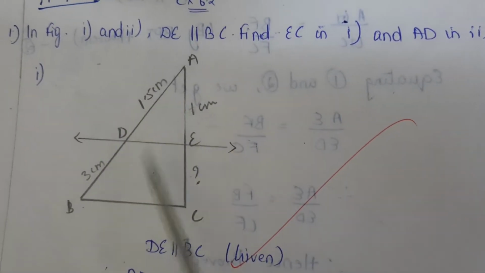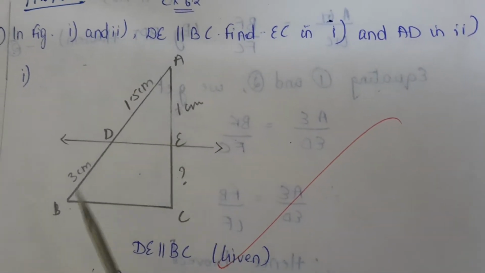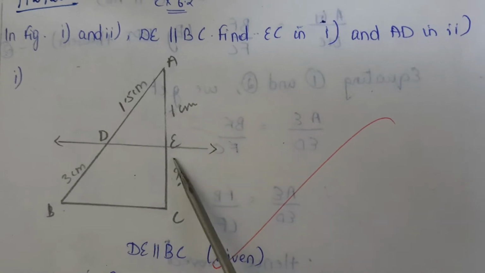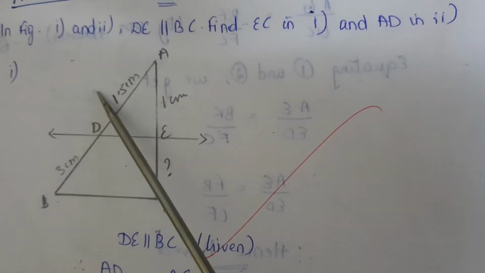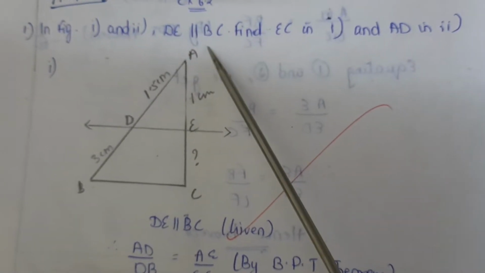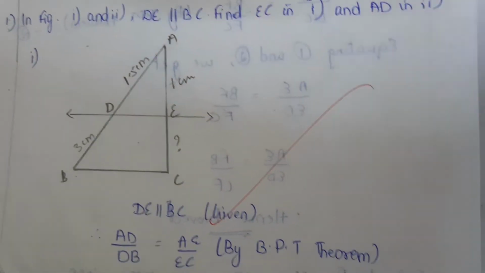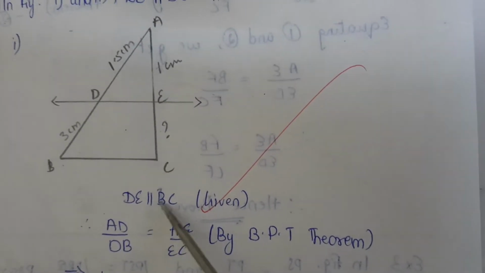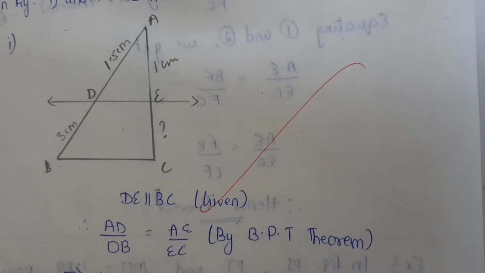The first figure is ABC. DE is parallel to BC. AD is given for you. DB, AE is given. You have to find what is EC. Now, when we come to the solution, we know DE is parallel to BC. Whenever a line is parallel to the third side, the sides are in equal ratio. So now, according to the BPT theorem, we know AD by DB is equal to AE by EC.